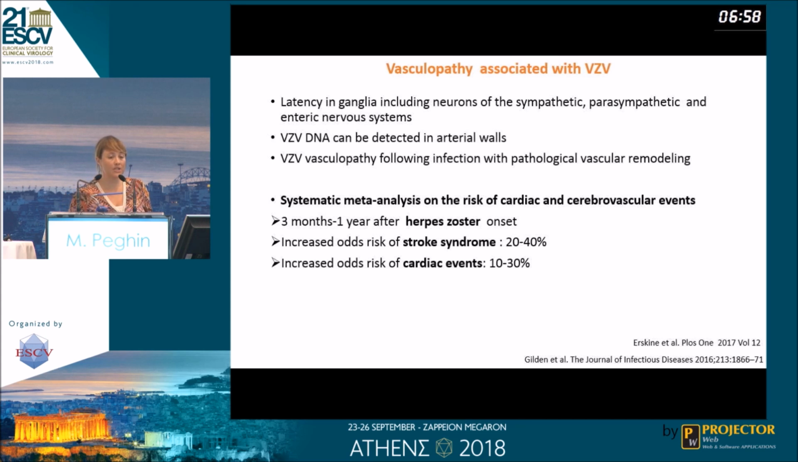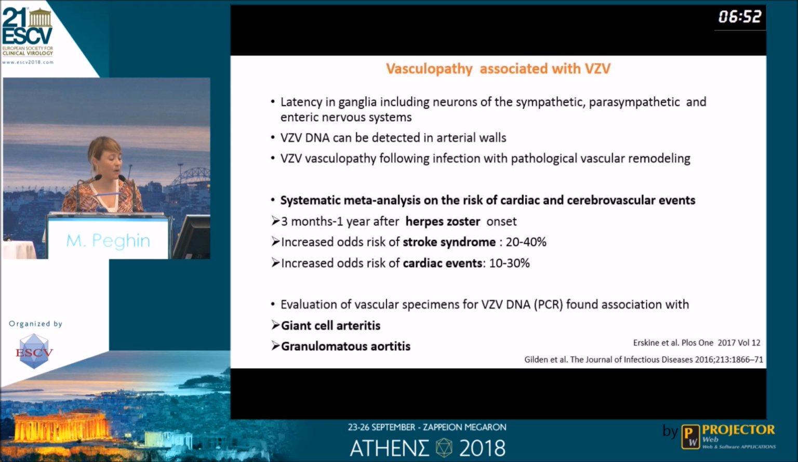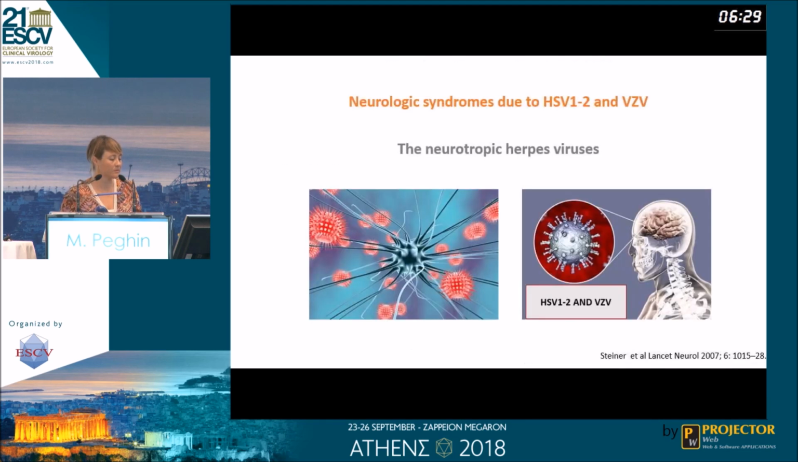Another interesting approach that has been performed thanks to the use of varicella zoster PCR is that after evaluation of vascular specimens with varicella zoster DNA PCR, we have found an association with giant cell arteritis and granulomatous aortitis. Probably this approach may change in the future also the therapeutic approach for those patients with positive samples.